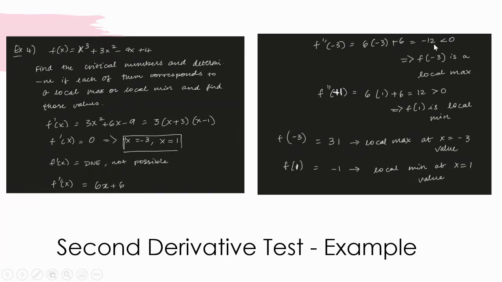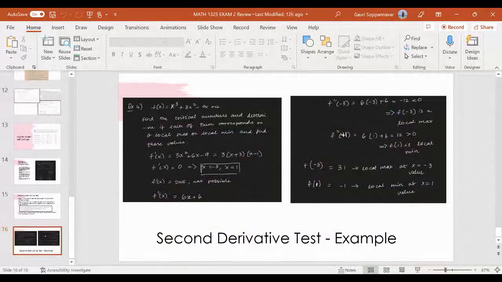And then here we get -12 for -3, which is less than 0, which means there's a local max. And then when we plug in +1, you get +12, which is greater than 0. So that means there's a local minimum. So now you will take -3 and 1, plug them back into the original equation, and then you'll get 31 and -1. So you have a local max at x equals -3, and a local minimum at x equals 1. So the points would be (-3, 31) and (1, -1). So that concludes our review portion.